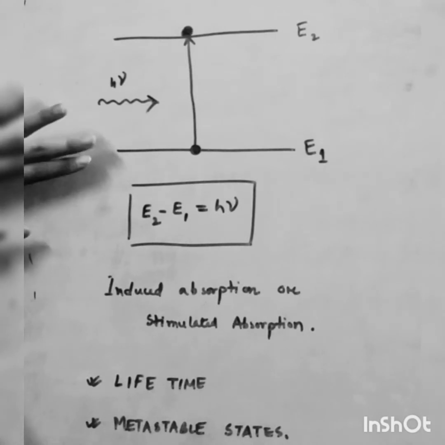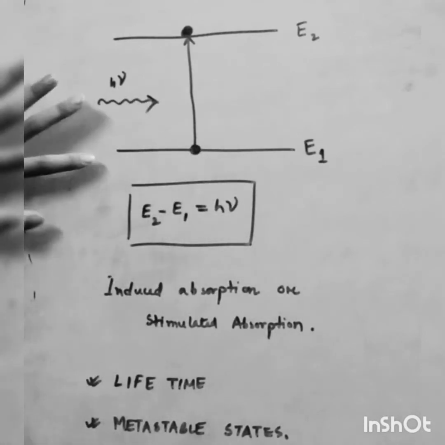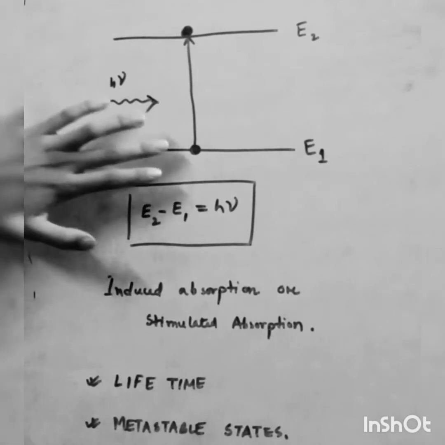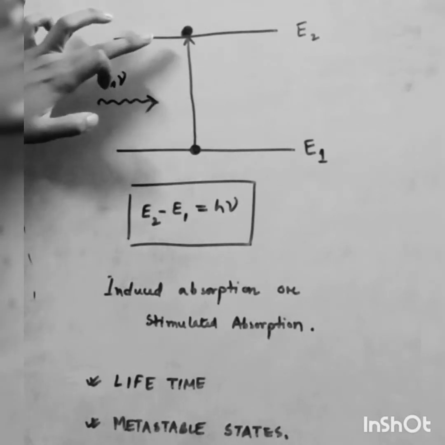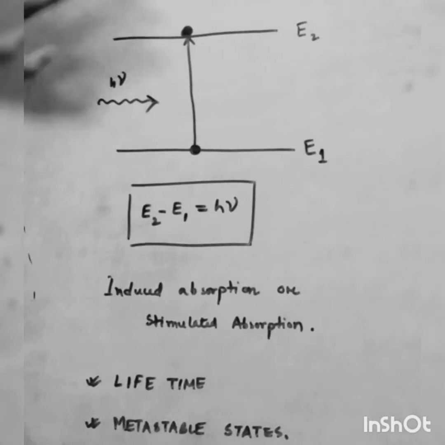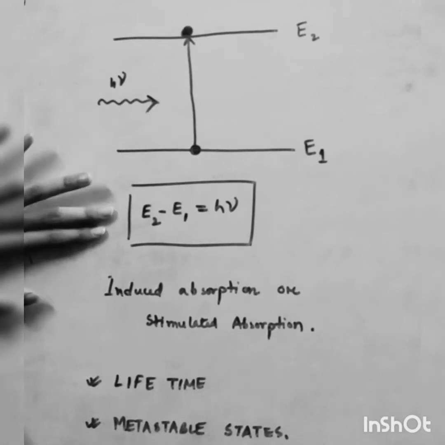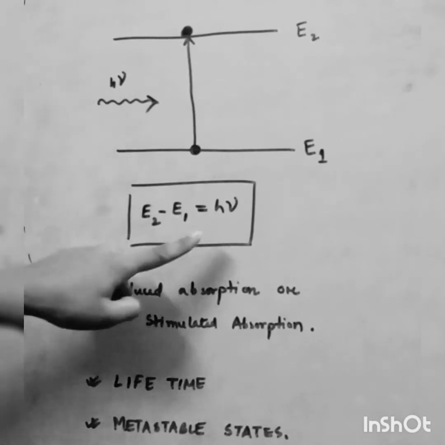So suppose let us assume that there is an atom in the ground energy state E1, and suppose I am providing a photon of energy hν. The energy of the photon is hν, and the atom absorbs this photon and gets excited, that is, it jumps into its excited state, energy level E2. But for this phenomenon to happen, there is a condition which needs to be fulfilled, which is given here as E2 minus E1 should be equal to hν. That is the photon energy hν.